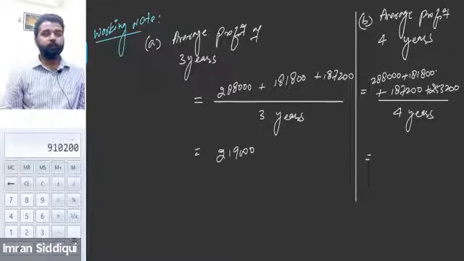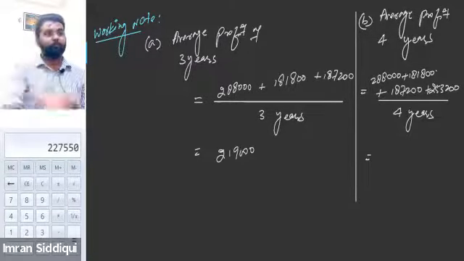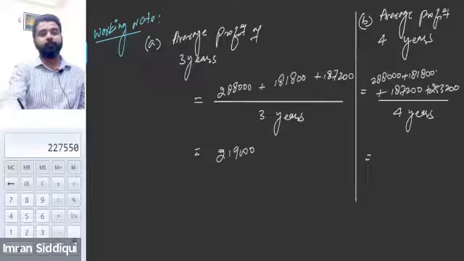2,53,200 divided by 4, we will get 2,27,550.